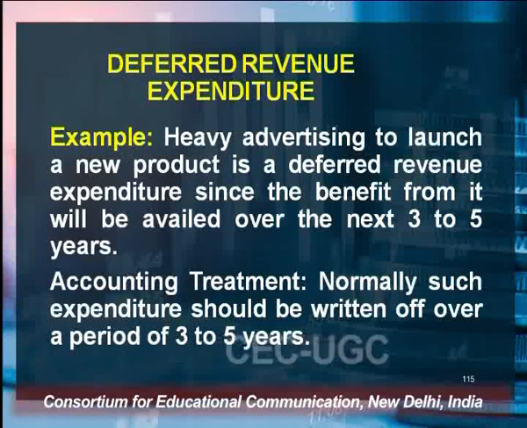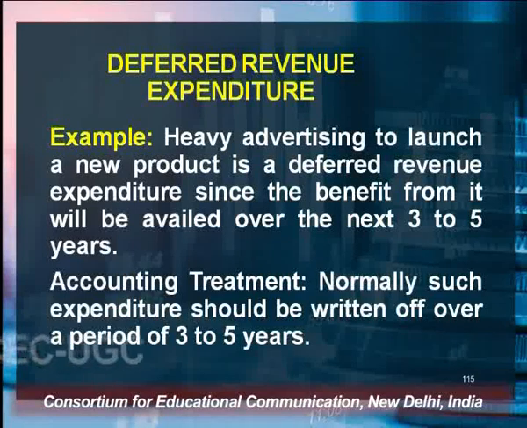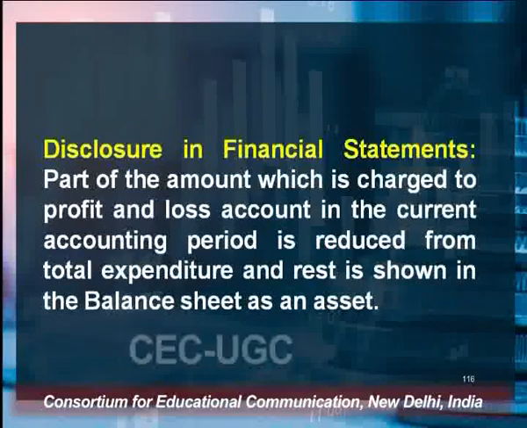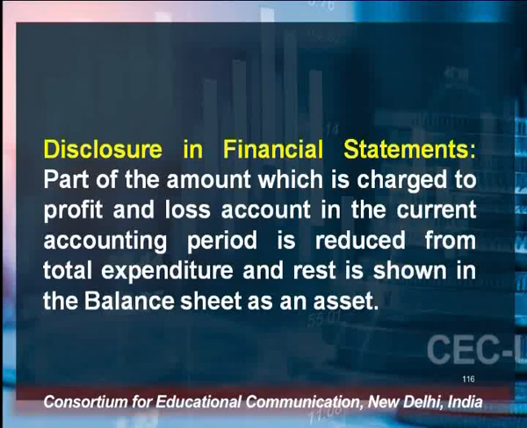The accounting treatment of deferred revenue expenditure is that it should be written off within 3 to 5 years, and unless it is written off, it will be shown in the balance sheet. For example, the heavy expenditure we have incurred in launching a product is rupees 1 crore. Out of 1 crore, 20 lakh is written off. The amount written off will be shown in the profit and loss account, and the remaining amount, that is 80 lakh, will be shown on the asset side of the balance sheet.